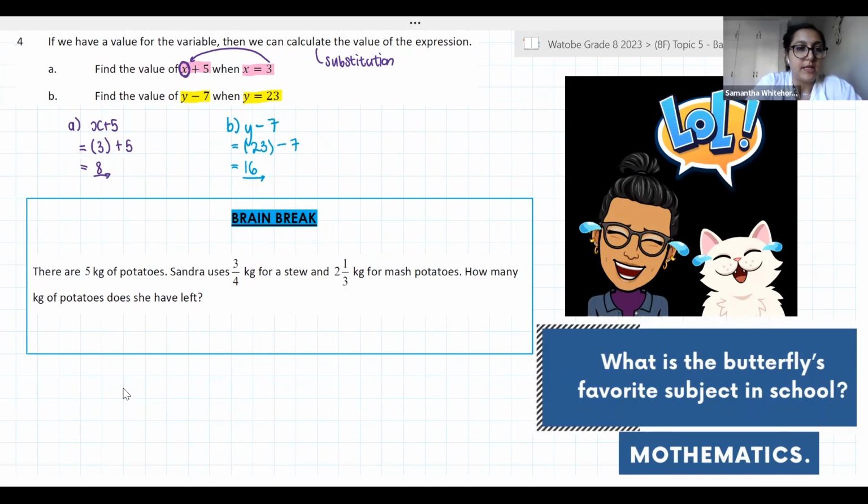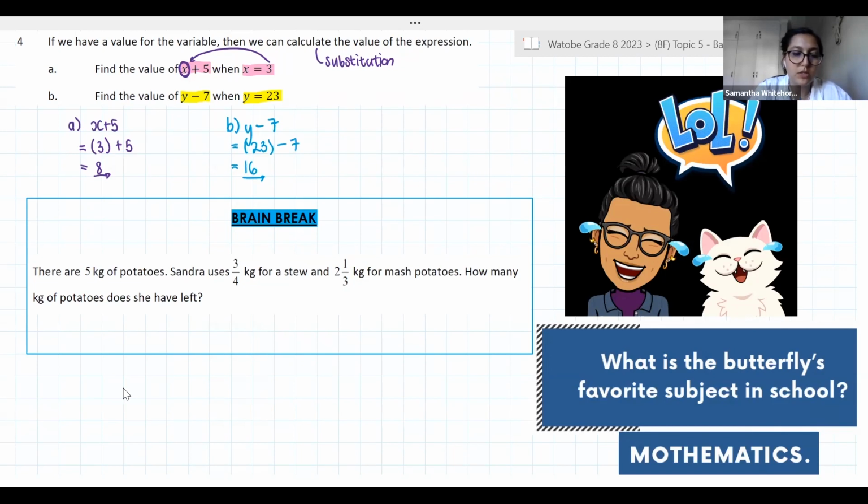So this brain break says there are 5 kilograms of potatoes. Sandra uses 3/4 of a kilogram for stew and 2 1/3 kilograms for mashed potatoes. So the question is, how many kilograms of potatoes does she have left? I want you to think about what we need to do in order to figure that out. And if you guys are ready, I want an answer in the chat.